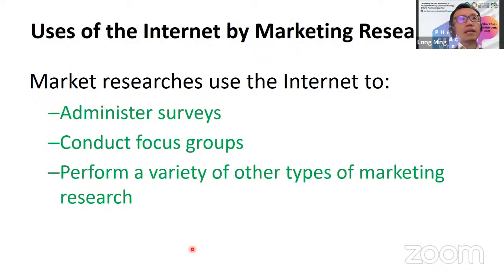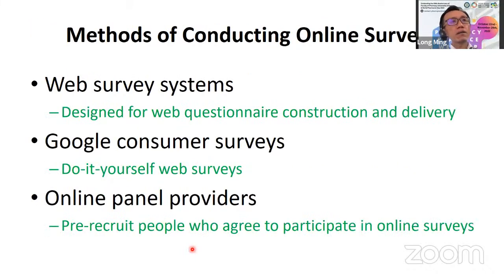Just like now, I'm delivering online lectures. They can also perform a variety of other types of marketing research. For example, web survey systems, either through SurveyMonkey or their own Qualtrics, and Google Consumer Surveys. You can create your own survey using a Google Form. Online panel providers are built into your sales: after you buy something, you press the next link, and they will say that if you answer this, they will give you some points or vouchers.